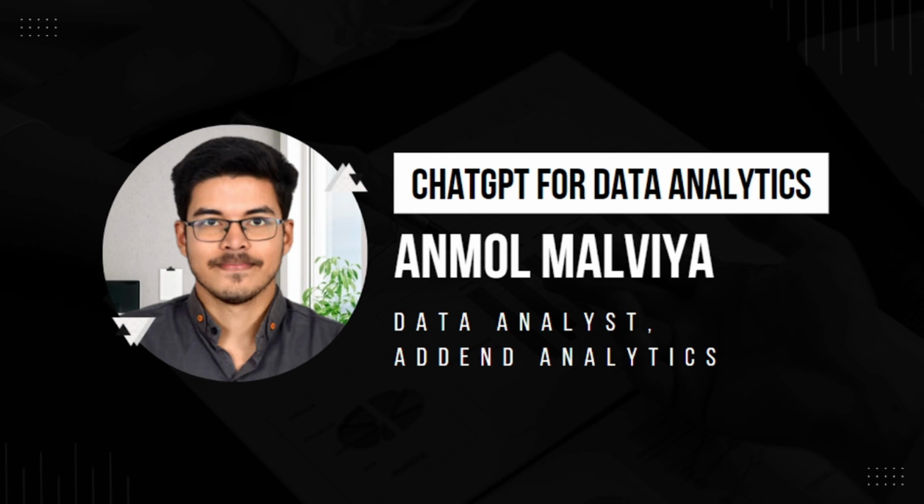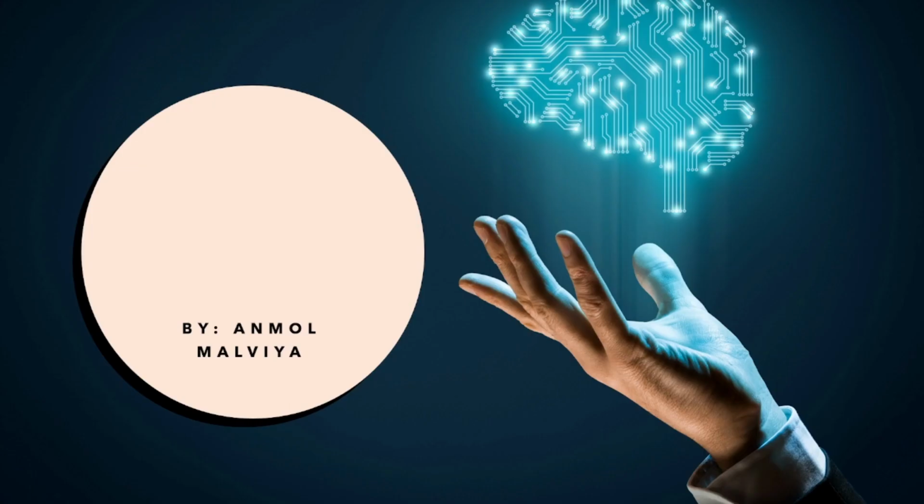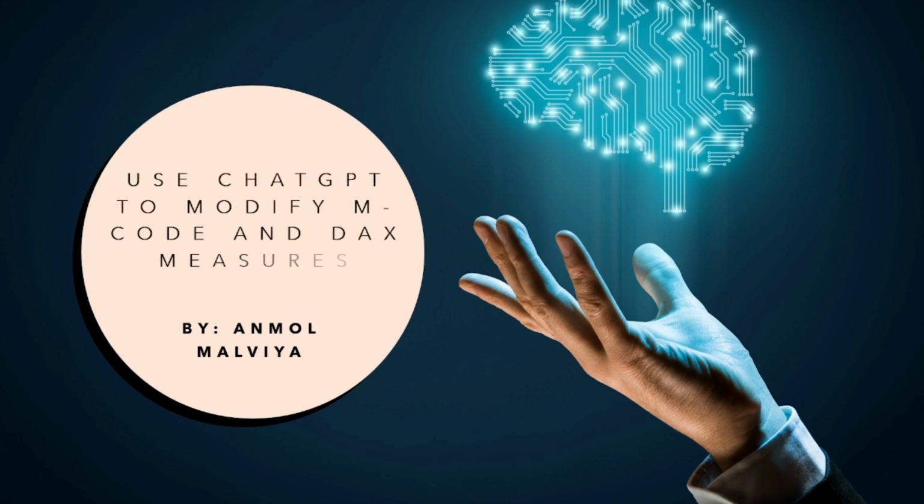So today in the series of ChatGPT for data analytics, we will see how we can use ChatGPT to modify M Code and DAX measures. Let's suppose you are working on a project which is recently assigned to you and it consists of a table which has around 50 to 60 columns. So you don't want to explore the dataset by visiting each column and looking at each one of them to see what that dataset contains. So what you can do is you can simply copy the M code of that table and paste it in ChatGPT and then explore the dataset. Let's see how we can do this.